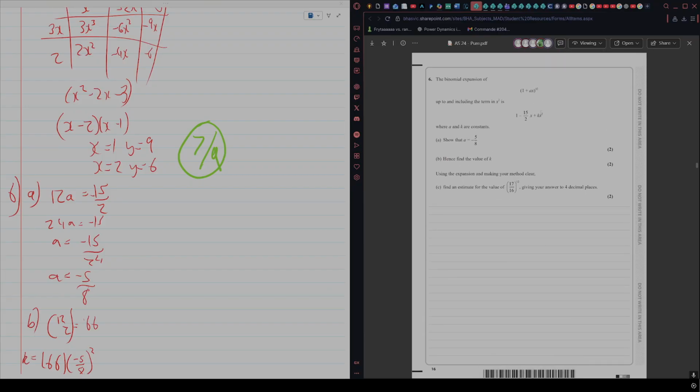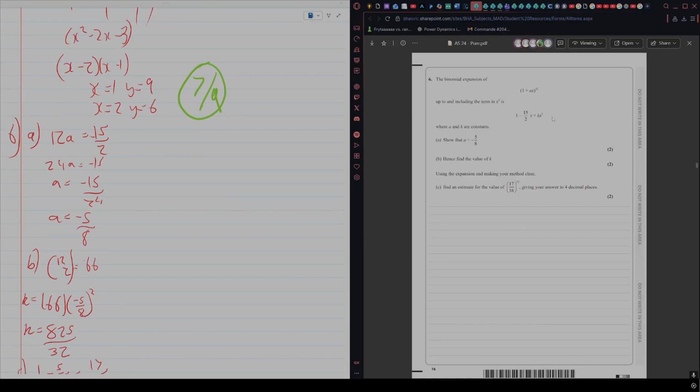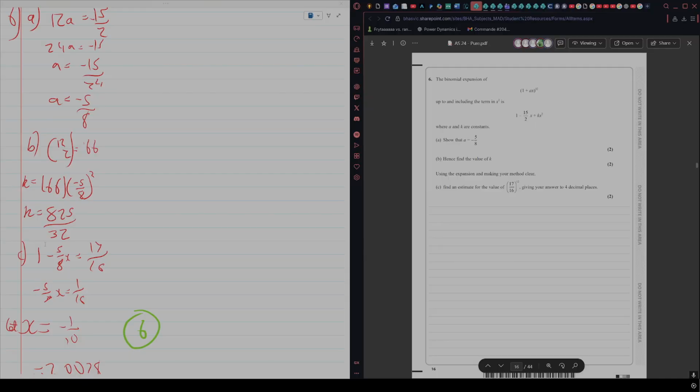Next question, you have this weird binomial expansion with a power of 12 for some reason. Show that a is negative 5/8, where it gives you the first term, so you just say that 12a is negative 15/2, because 12ax is the first term. Find a, blah, blah, blah. Find the value of k. You know that 12 choose 2 times negative 5/8 squared, which is just a squared, equals k, which is the coefficient of x squared. So you find that.